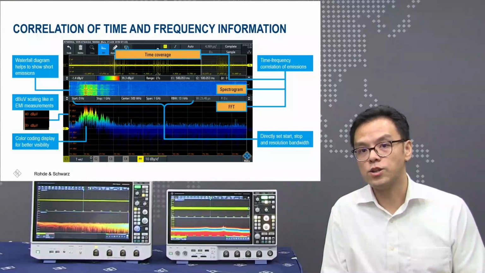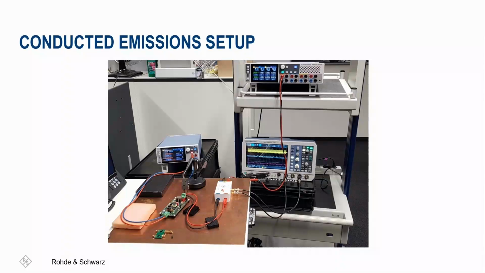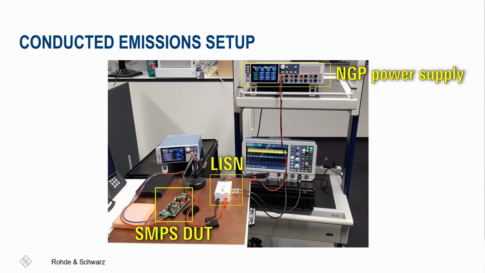Now, let's take a look at the conducted emission setup. At the top, we have an NGP power supply feeding into a LISN, which connects to the switch mode power supply's device under test via the red and black wires. On the left, you can see the power supply, the NGM, acts as an ELO for the switch mode power supply output.